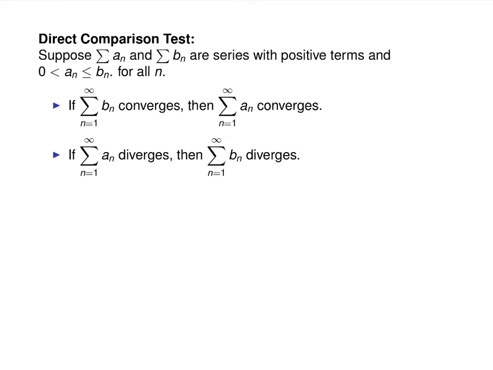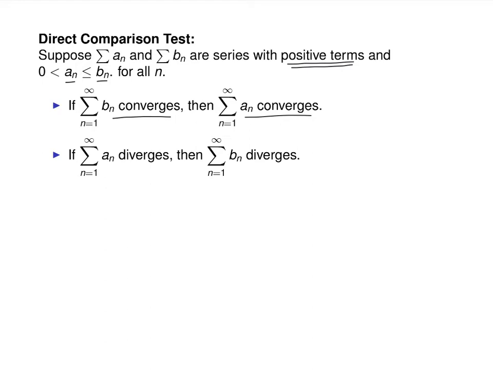So the first thing is something called the direct comparison test. You assume that you have two series, and this test will only work if they have positive terms. If the terms aren't positive, it falls apart. And you assume that an is less than bn for all n. The first thing is that if your sum of bn's converges, then so does your sum of an's.